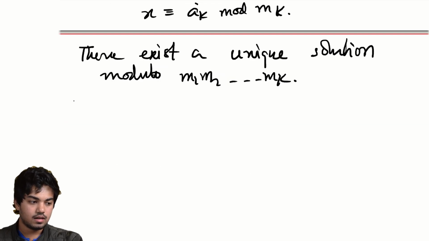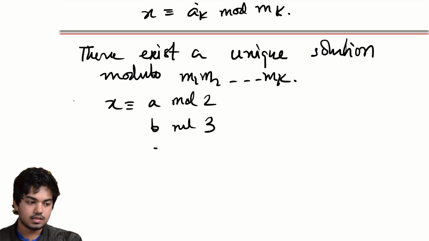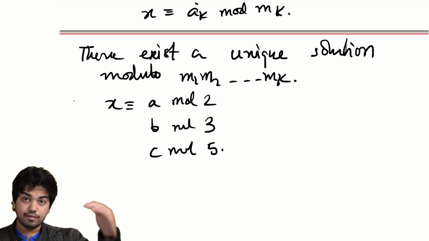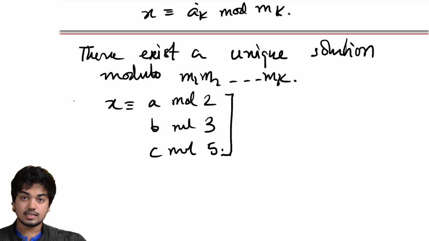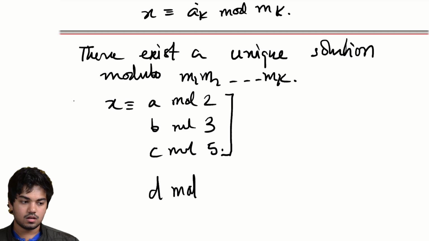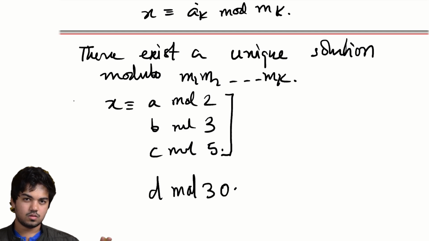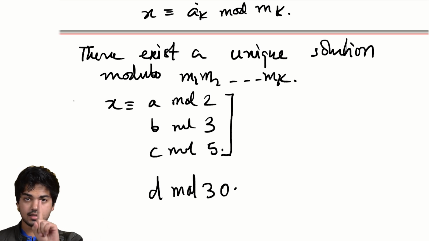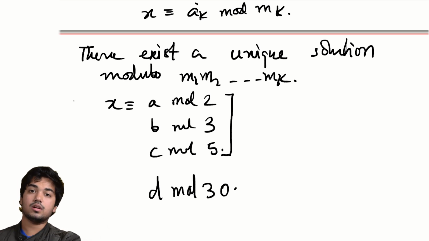So if I had x congruent to A mod 2, B mod 3, C mod 5, every number that satisfies all of these simultaneously is some specific number, some D mod 30. I hope that the point that I'm trying to make is clear. Every solution that satisfies this is congruent to some fixed number modulo 30.